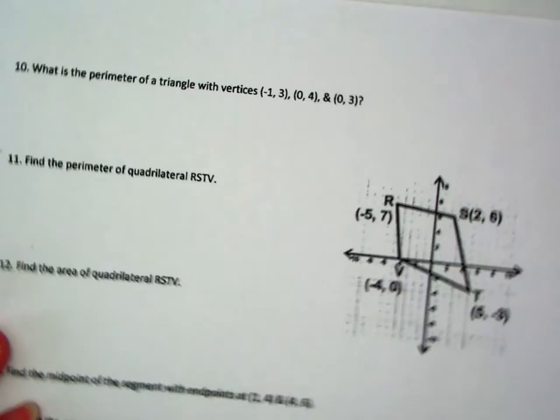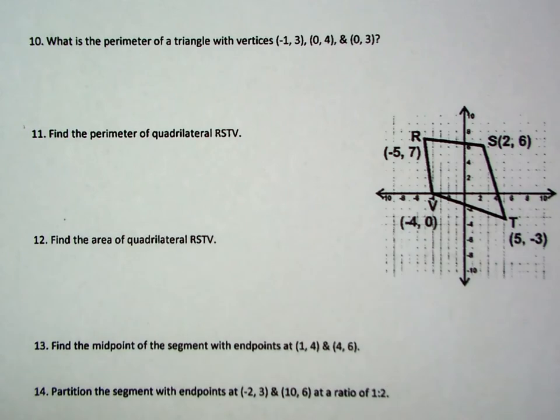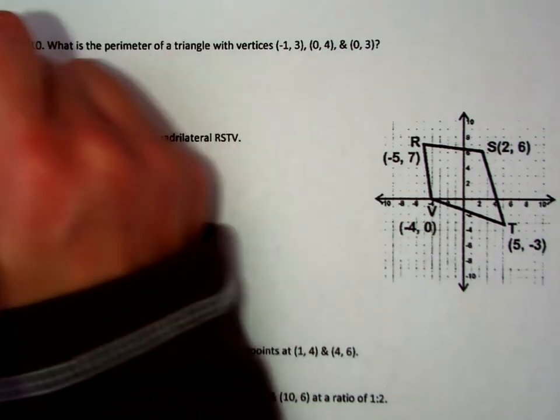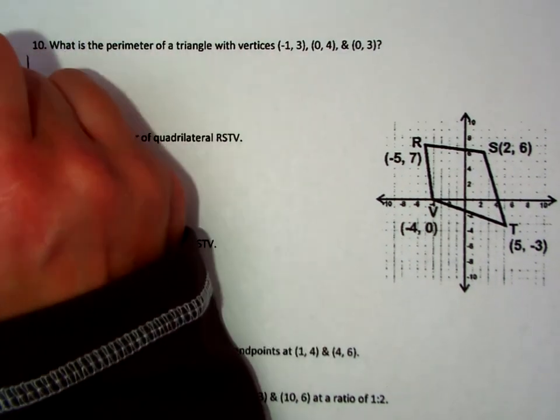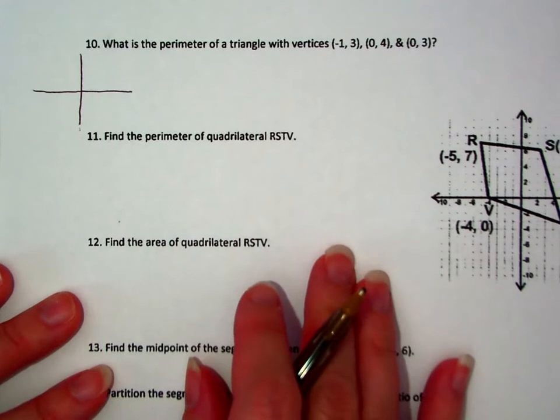Number 10 says to find the perimeter of the triangle with the given vertices. So we do want to graph this to see what we're looking at. I'm going to go ahead and put this graph to the side here. Usually you want to do this on graph paper. I'm going to be careful to do this here on the paper.